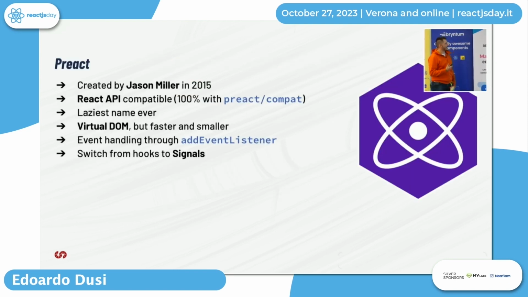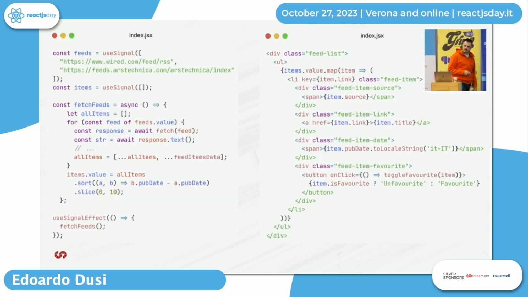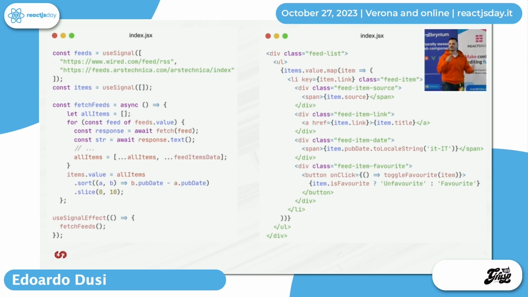Let's talk about Preact. Preact was created by Jason Miller in 2015, and it's 100% compatible with React with a layer of compatibility. It has a virtual DOM, it's smaller, it's faster, but it's switched from hooks to signals. And so we can compare how signals work instead of using useState and other hooks.